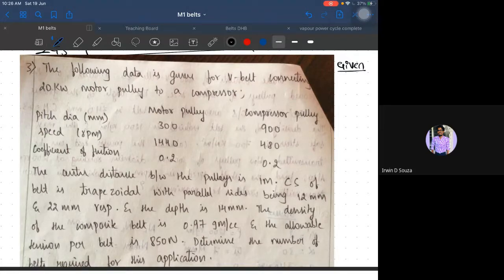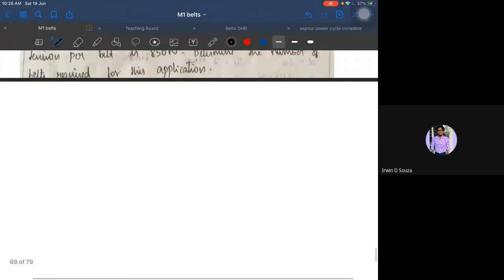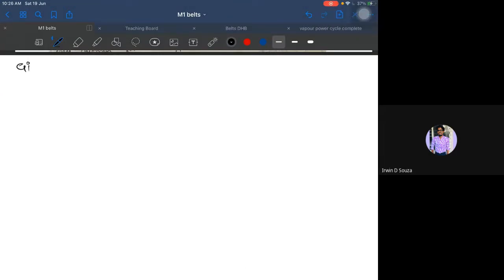Okay. So first let us note down the given data and then we will proceed with the problem. Let us try to analyze the given data for this particular problem. A V-belt connects a 20 kilowatt motor pulley to a compressor. The motor pulley is the driver, and the compressor is the driven pulley.